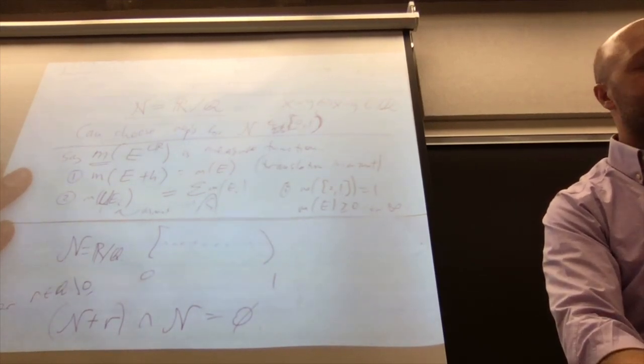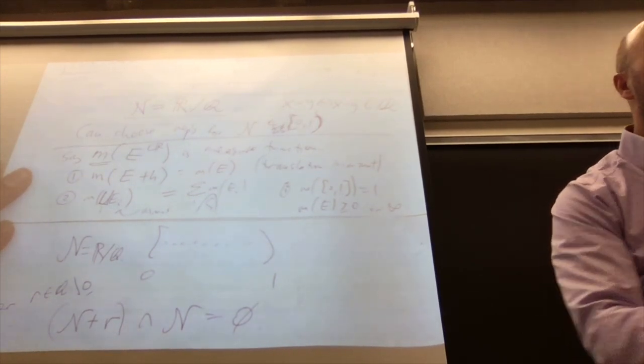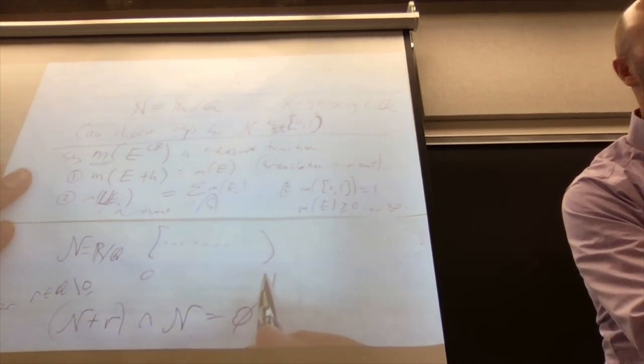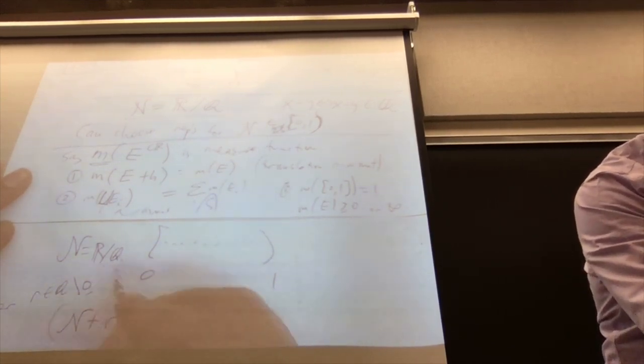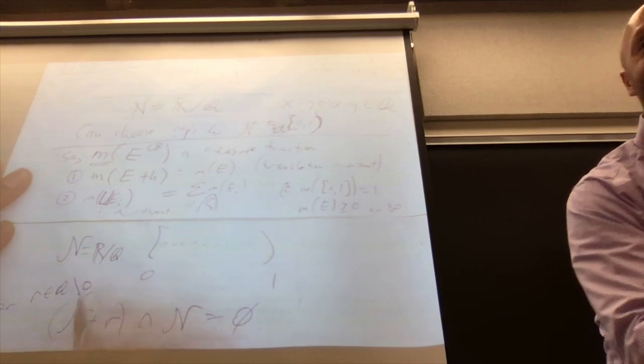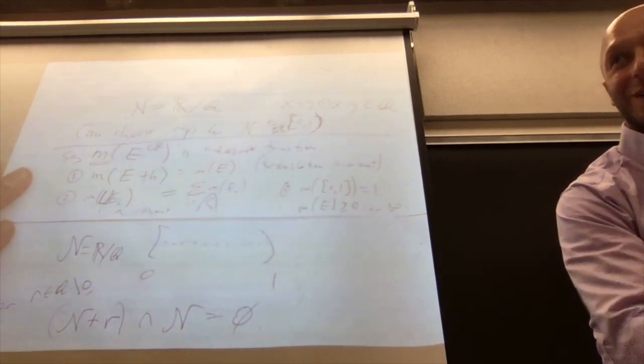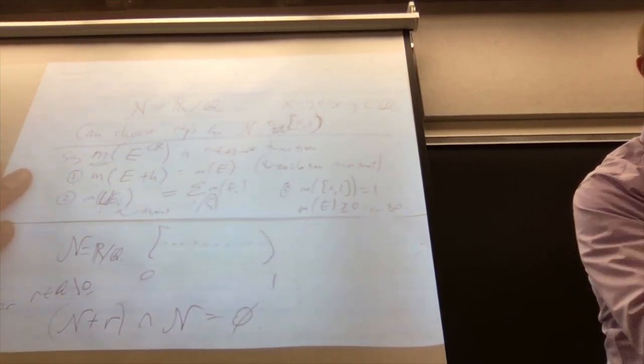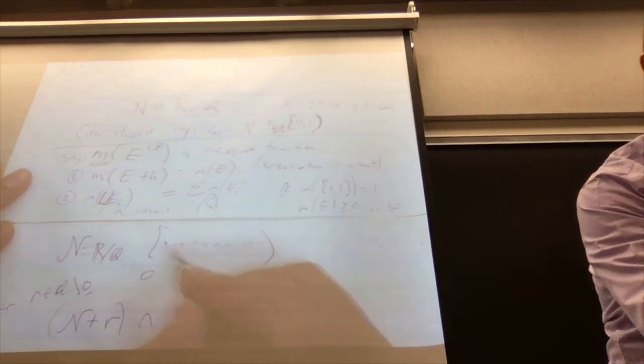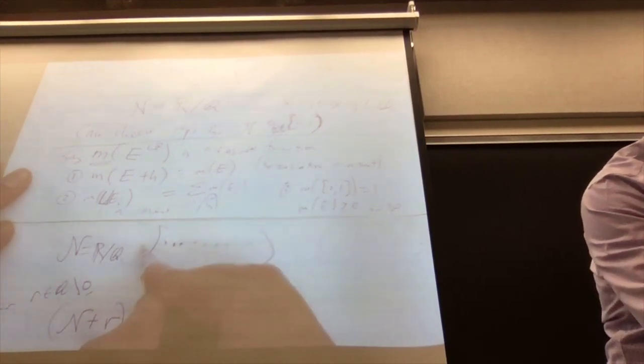So I thought n was like a set of cosets or something. Well, I've chosen a set of representatives. Okay, so I shouldn't write it as a quotient, really, because this means the full cosets. Right. What I mean is choose a representative for each. Okay, so this is my n sitting inside 0, 1.